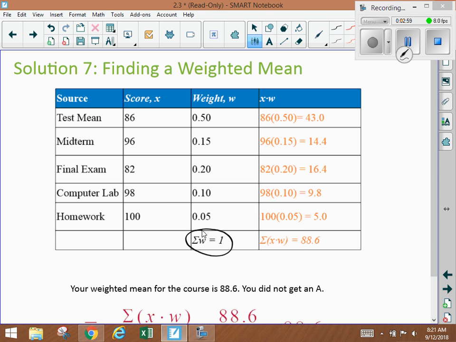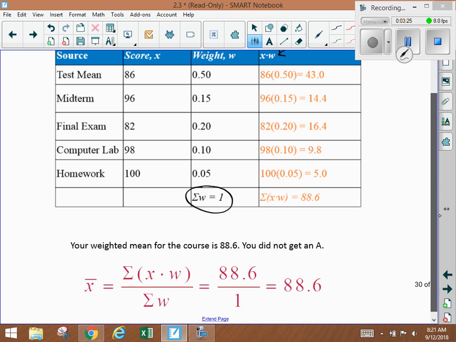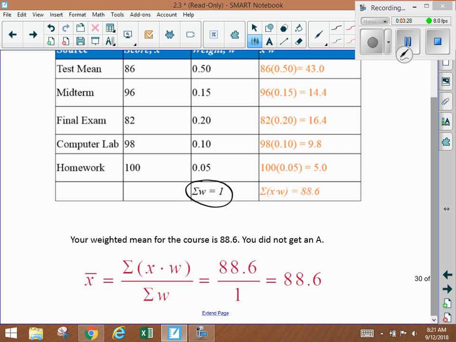For the formula, let's add sigma. It means add them all up. So what it's saying is you have all of your x times w's, and then you're adding them all up. So you calculate each and add them all up. We're not dividing by this. It says sigma of x times w over sigma w. That turns out to be 1, since sigma w is 1. So it's not going to change anything.